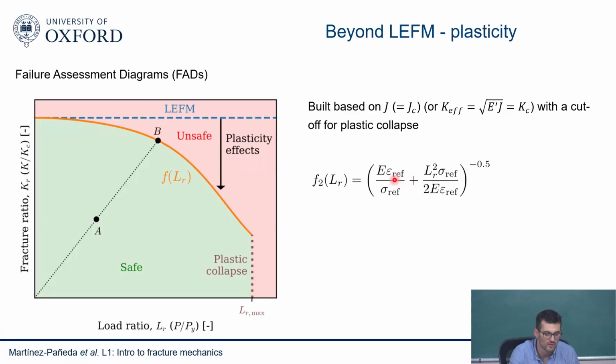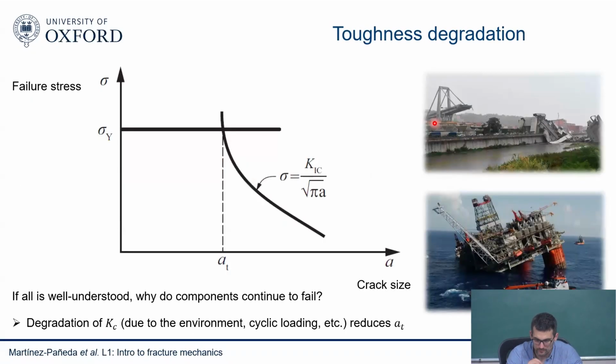So depending on your yield stress and your yield strain, you get a curve that looks something like this. Then it's basically a way of going from linear elastic fracture mechanics, K equals Kc, plastic collapse, the load equals the critical load, and then something in between that is based on this J integral, or an effective elastoplastic fracture driving force. That's the idea. Okay, so now at this point, you may wonder, how can it be that components fail?